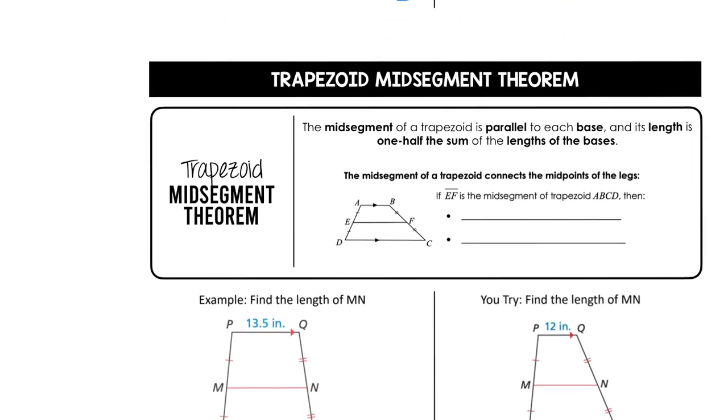Okay, the triangle midsegment theorem says the midsegment, or sorry, I keep saying triangle instead of trapezoid. Trapezoid midsegment theorem says the midsegment of a trapezoid, which is exactly what you would think it is, it kind of goes through the middle of the trapezoid, but it's parallel to each base, and its length is 1/2 the sum of the length of its bases.